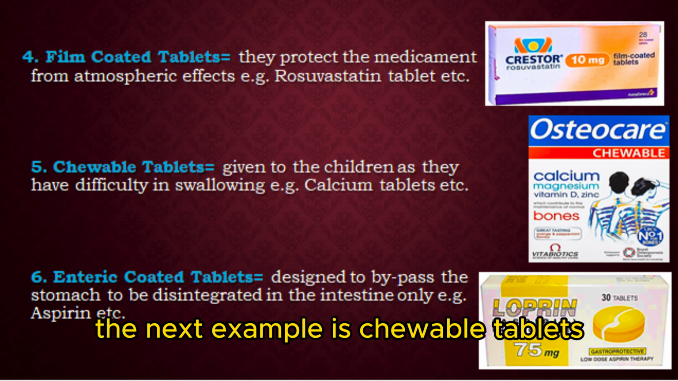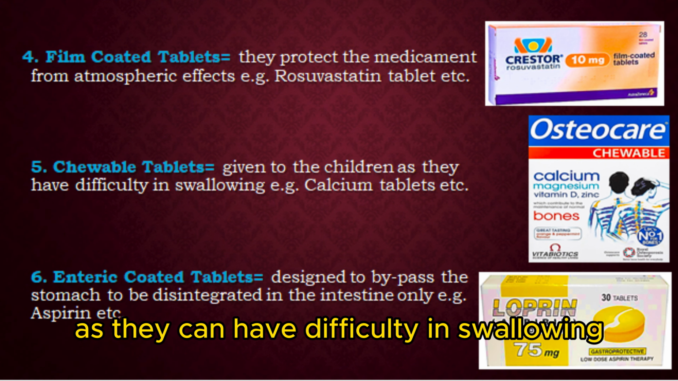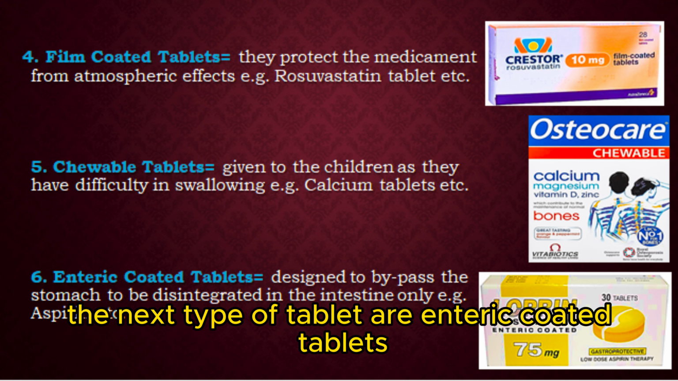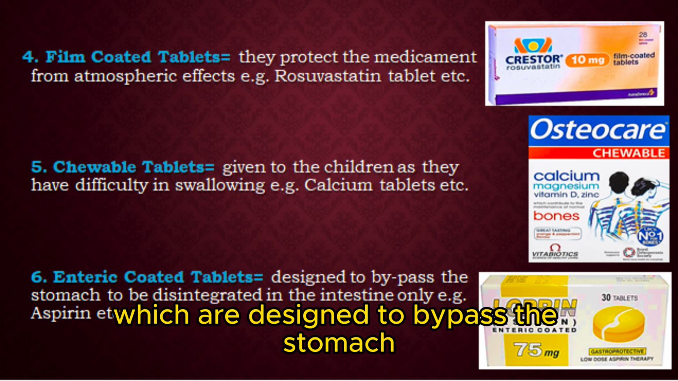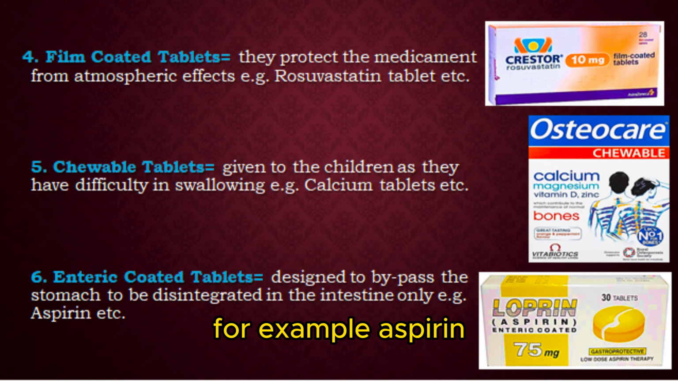The next example is chewable tablets. These are given to children as they have difficulty in swallowing, for example, calcium tablets or multivitamin supplements. The next type of tablet is enteric-coated tablets, which are designed to bypass the stomach and disintegrate in the intestine only, for example, aspirin.